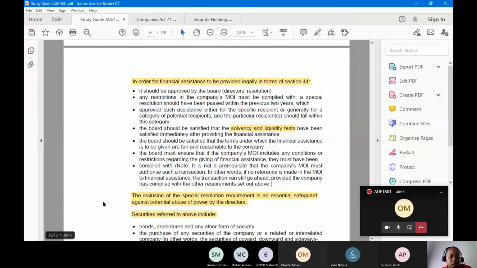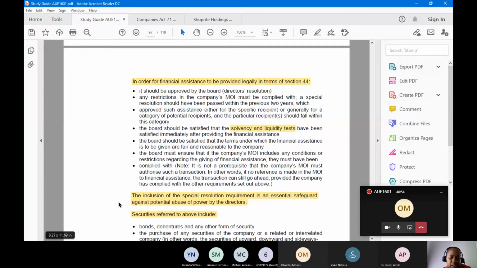And then the inclusion of the special resolution requirement is an essential safeguard against potential abuse of power by the directors. So you would recall when we looked at the director's resolution, either it was an ordinary resolution or a special resolution. And we said with a special resolution, we need at least 75% of the directors agreeing, for example, to what has been discussed. So even in this instance, for providing financial assistance, we need a special resolution to be passed. This is to safeguard against any potential abuse of power of directors.